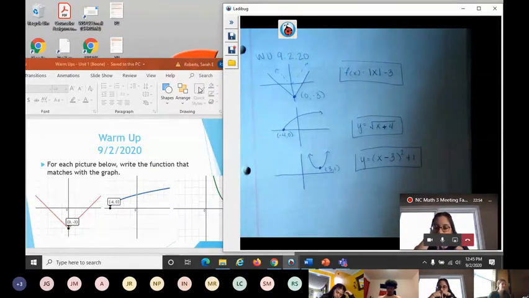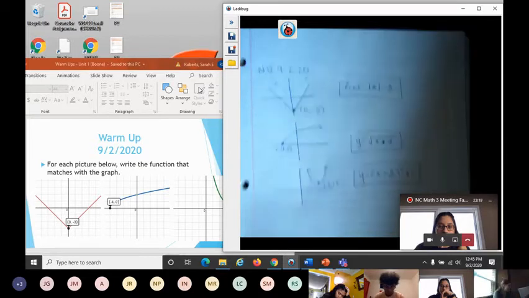I need everybody to get out whatever they were writing their activity on from yesterday, their Desmos, discovering the transformations of quadratic functions. We are going to go back over that today and try to finish it out. So please have whatever you were writing that down on out. Okay, so I'm taking off this warm-up.